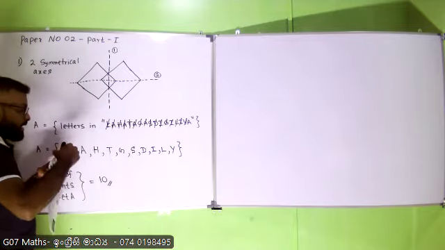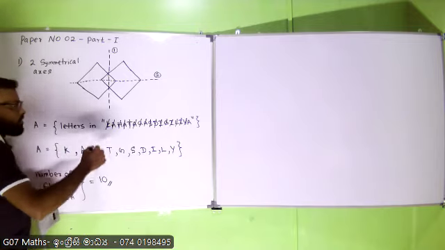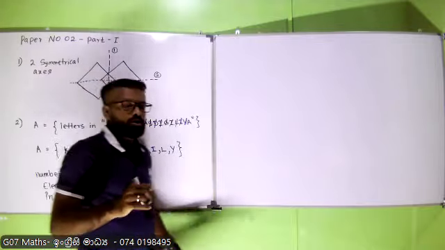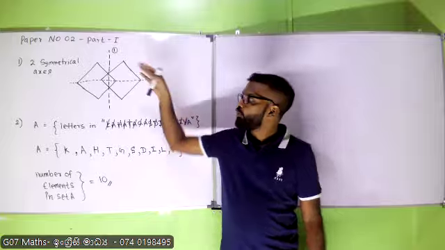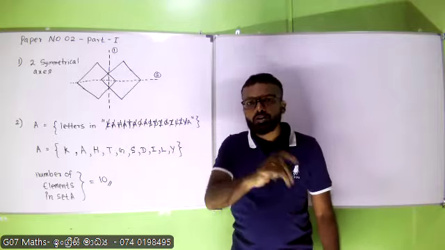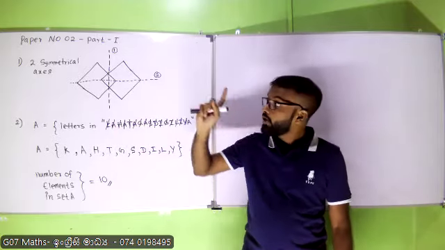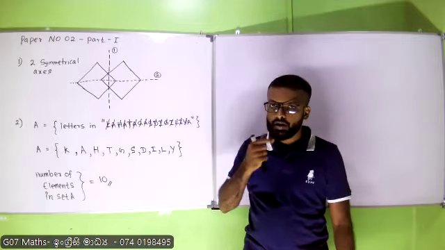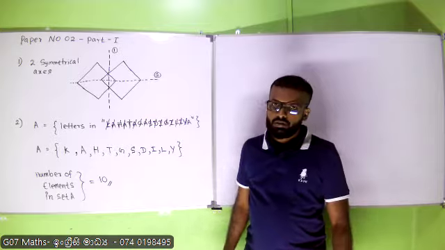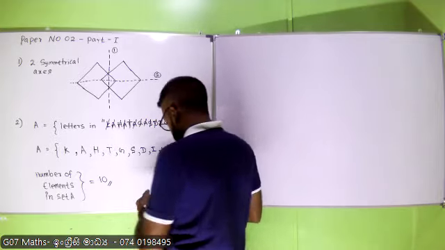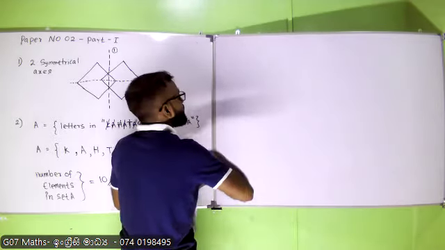Each and every short question carries 2 marks. If you have these answers, you will get 2 marks for this one, and so on and so forth. For paper number 2, part 1, you will be having 2 marks for each and every question. So let's go for the third one.